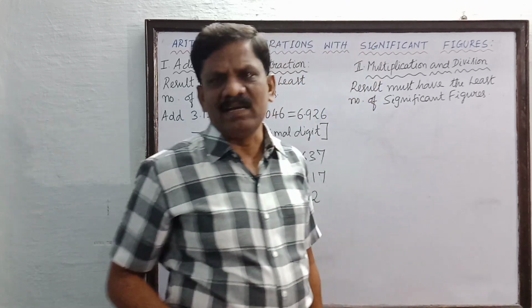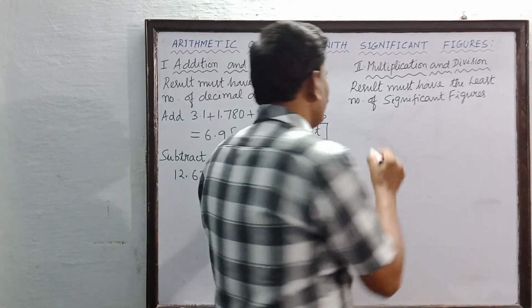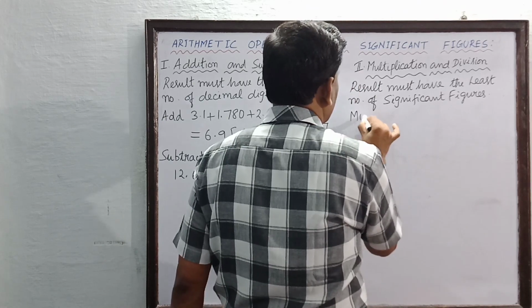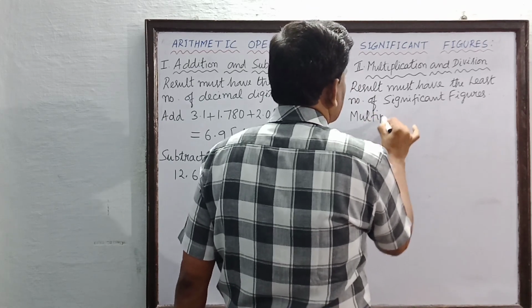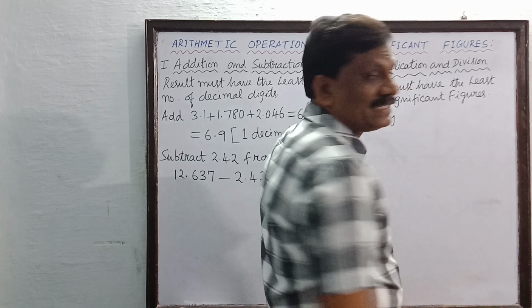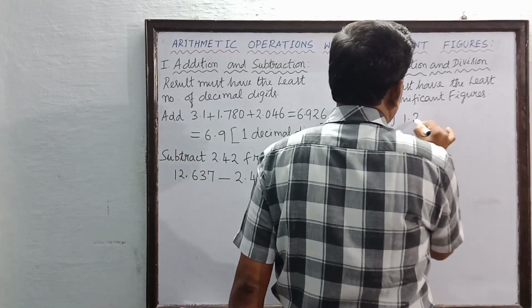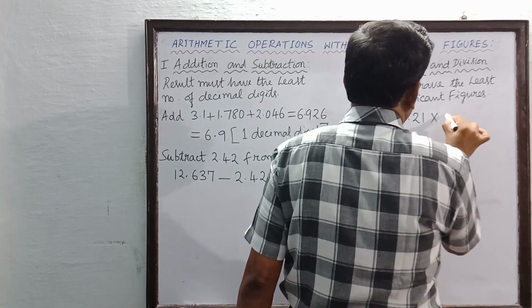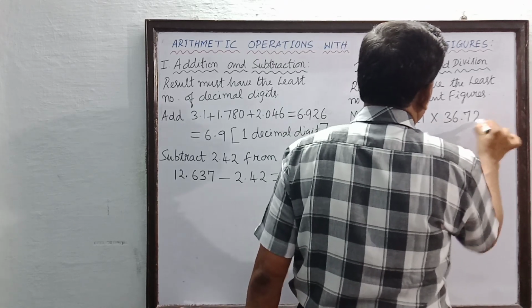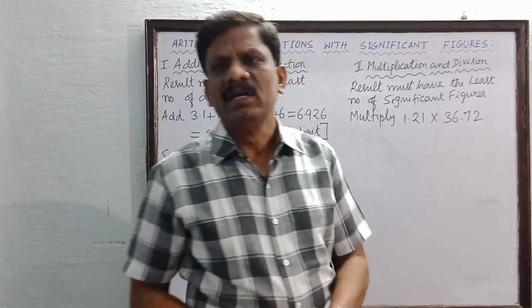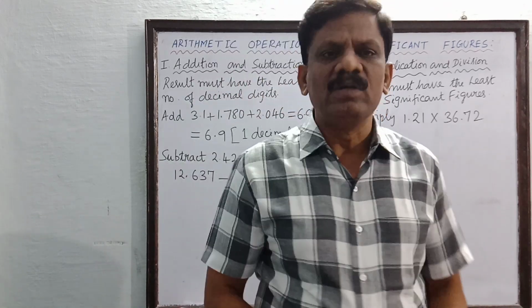Now, for example, I am going to multiply 2 numbers. So the first number is 1.21, and the second is 36.72. For example, I have considered these 2 numbers, and I am going to multiply them.